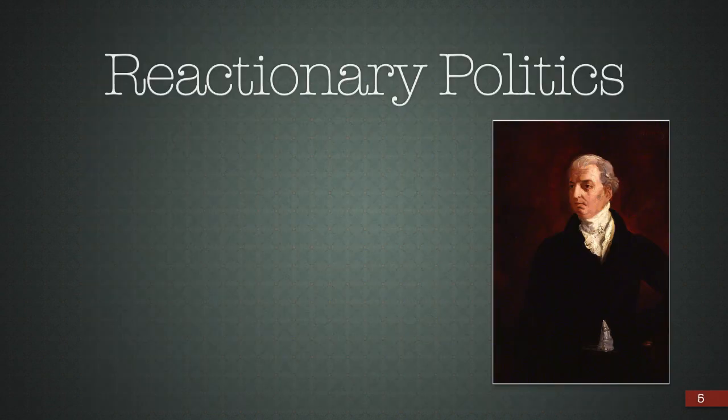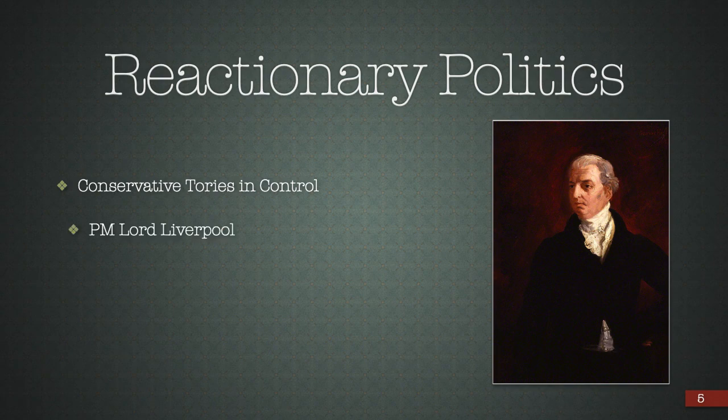So we begin this period, again, going back to the turmoil at the beginning of the 19th century. The Tories are in control. So the Conservative Tory party is in control, and this is led by Prime Minister Lord Liverpool. And his cabinet includes people like Viscount Castlereagh and others. And we've already met Viscount Castlereagh at the Congress of Vienna.